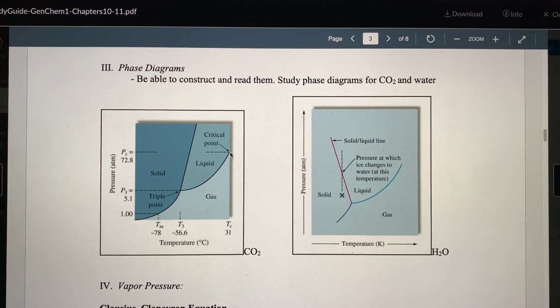So that's called critical. The molecules have too much energy. They cannot be compressed. They cannot be close enough to be a liquid. So in liquid, the molecules are closer together than in gas.